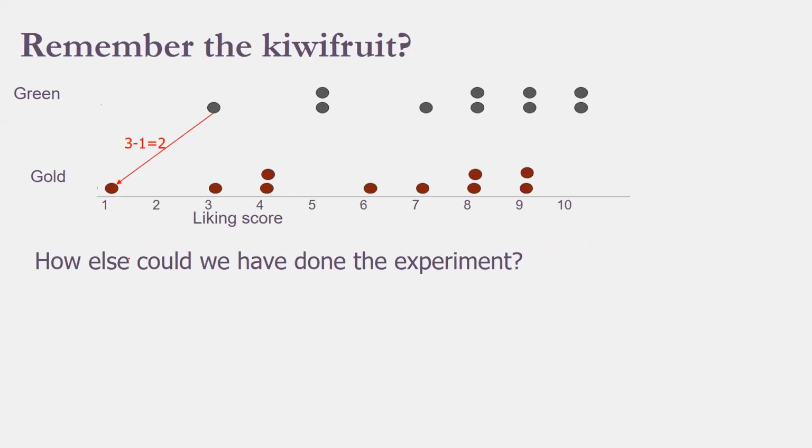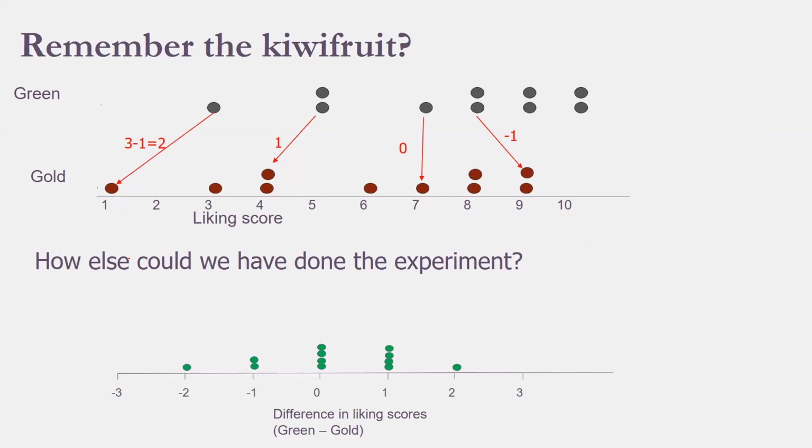So let's say this was one person. They ate the green one, they gave it a 3. They ate the gold one, they gave it a 1. There's a difference in the liking scores there if we go green minus gold of 2. Let's say this was one person, we've got a difference of 1. This is one person, no difference. This person, a difference of -1 because we're still going green minus gold and they like gold more.